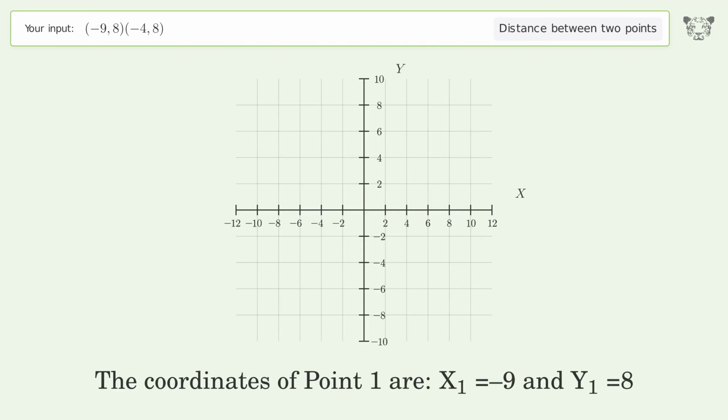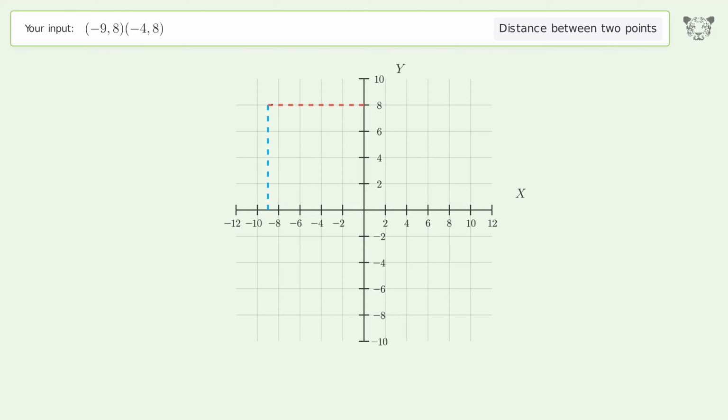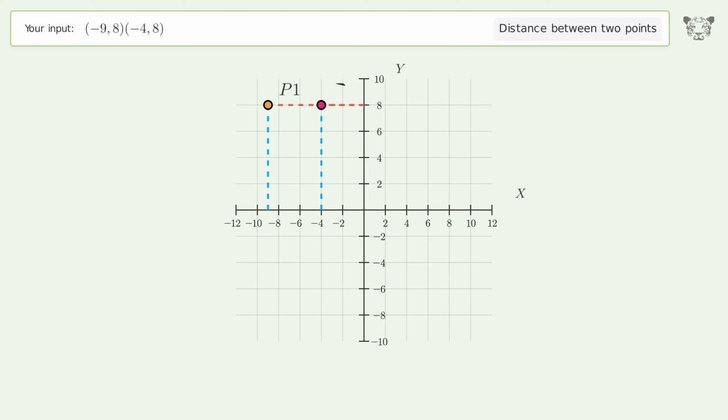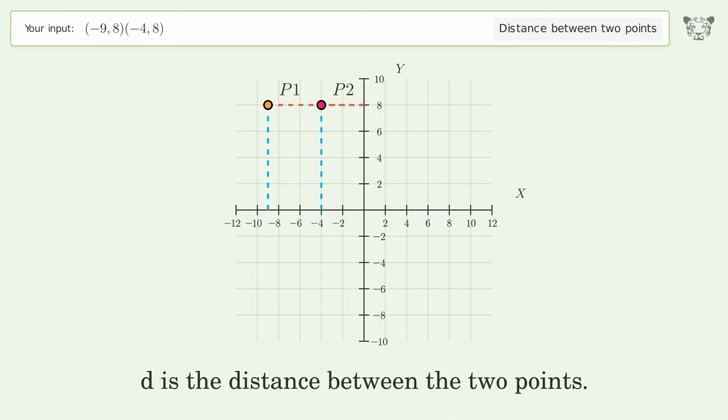The coordinates of point 1 are x1 equals -9 and y1 equals 8. The coordinates of point 2 are x2 equals -4 and y2 equals 8. D is the distance between the 2 points.